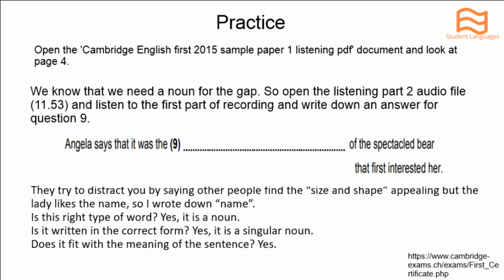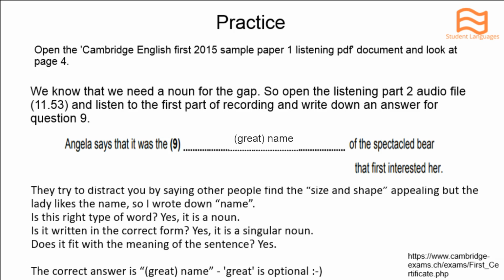Does it fit with the meaning of the sentence? Angela says that it was the name of the spectacled bear that first interested her. Yes, it does fit with the meaning of the sentence, and it is the correct answer. You could say a great name as well. That would be good. But just name is okay. Great is optional. So the correct answer is: Angela says that it was the name of the spectacled bear that first interested her.